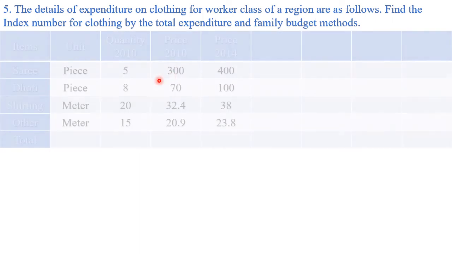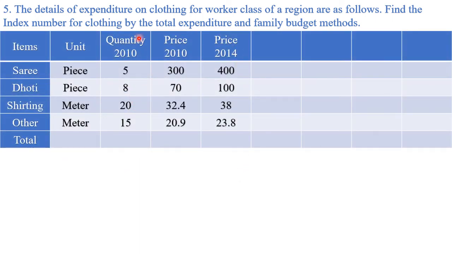So how we are going to do this? Let's check out the question first. Items are sari, dhoti, shirting, and others. Units are piece, meter, meter. As you can see here, these units don't matter much, so no need to convert anything here. They are simple units. Quantity of base year, that is Q0, is given. Price of base year, that is P0, is given, and price of current year, that is P1, is there.